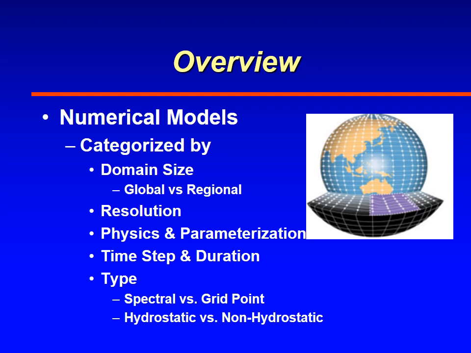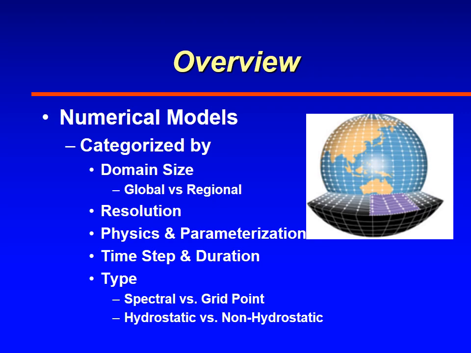What we mean by domain size is how big is the forecast area? Is it looking at the entire globe, or is it just looking at a few states? Resolution, meaning what's the smallest feature that can be resolved in the numerical model. The physics deals with how different physics or different types of phenomena are handled in the models. When does it rain? When are clouds formed? How does radiation affect the model?